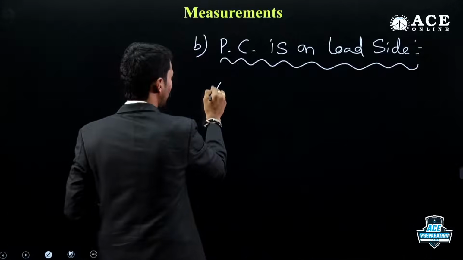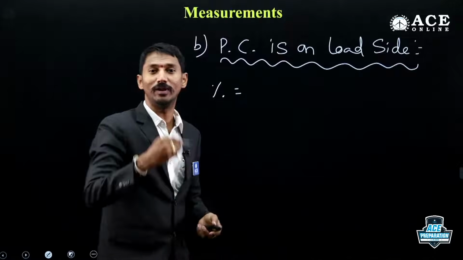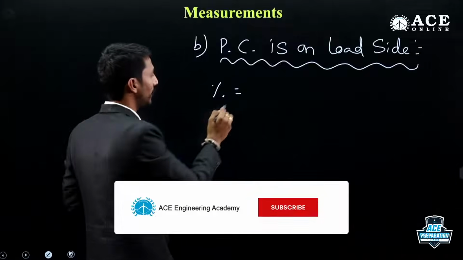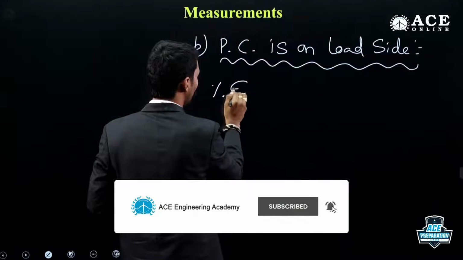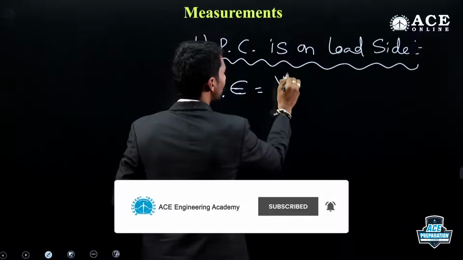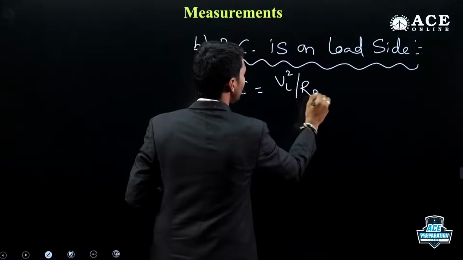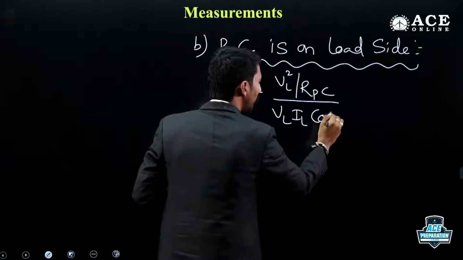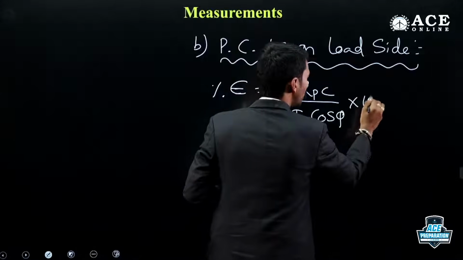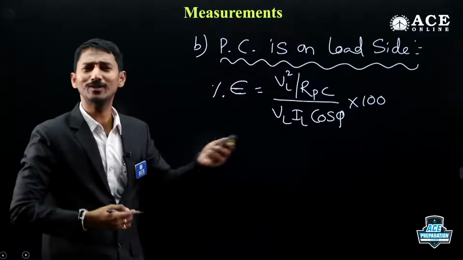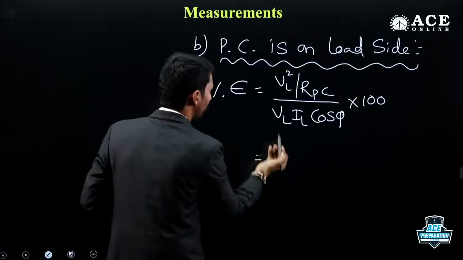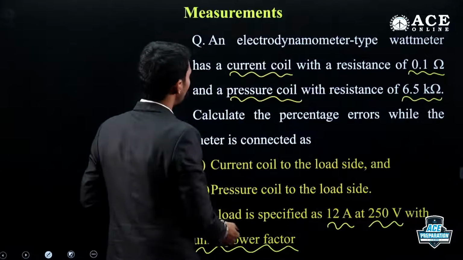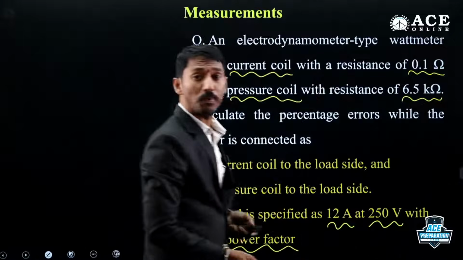If the potential coil, nothing but the pressure coil, is on the load side, what can be the formula? Everyone, kindly I am requesting you to recollect the formula, because it is a direct question. The only problem is recollecting the formula. Percentage error is equal to VL square by RPC by VL IL into cos phi into 100. That's it. All values are given. Now the point here is VL, which he has given as 250, and the pressure coil resistance is 6.5 kilo.